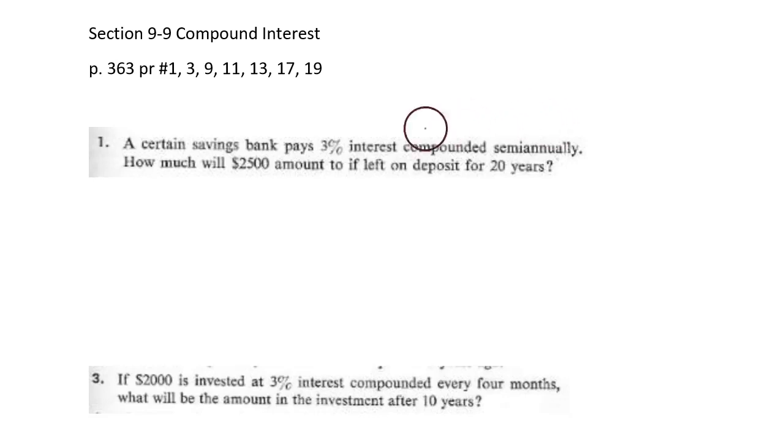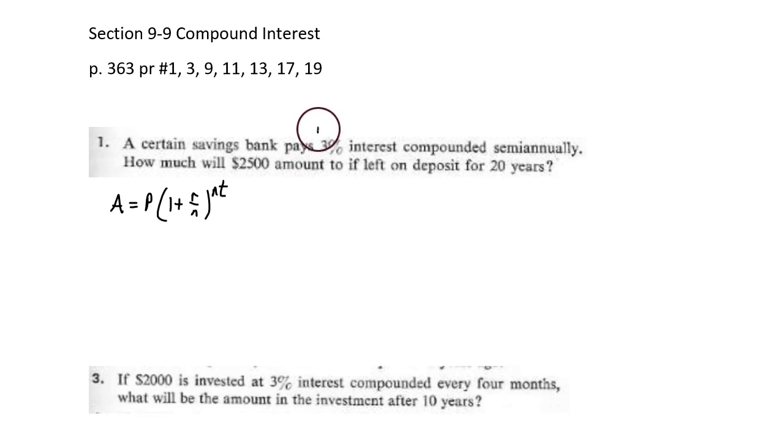Number 1, we have a bank that pays 3% interest compounded semi-annually. We're asked how much $2,500 will be worth if we leave it on deposit for 20 years. This involves compound interest, and there's a formula for this. So the first step is to write that formula. Then go back into the question and identify the different parts.